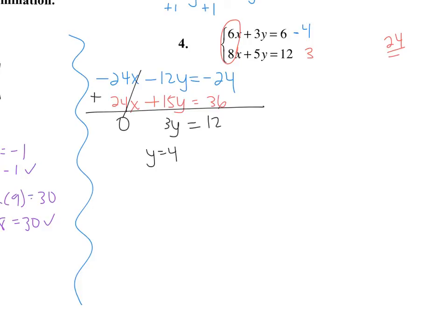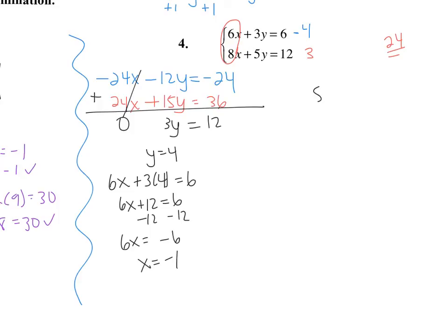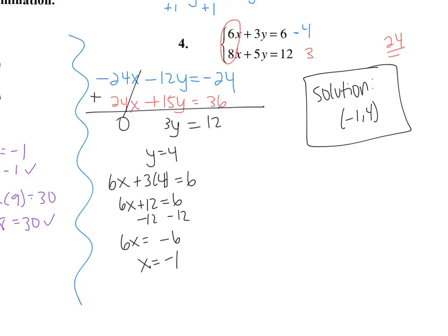Now I can use either equation to solve for x. I'm going to use the top equation. So I have 6x plus 3 times 4 equals 6. So 6x plus 12 equals 6. If I subtract 12, I get 6x equals negative 6, and x equals negative 1. So in this case, my solution is negative 1 comma 4. This is the only point that will work in both equations. It's the point of intersection of the two lines.